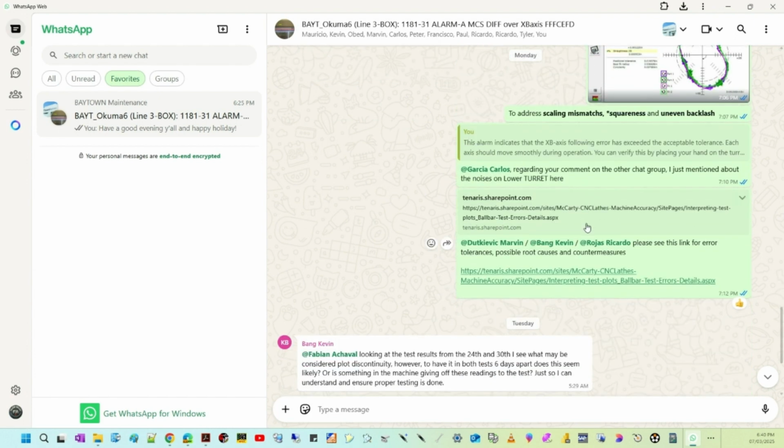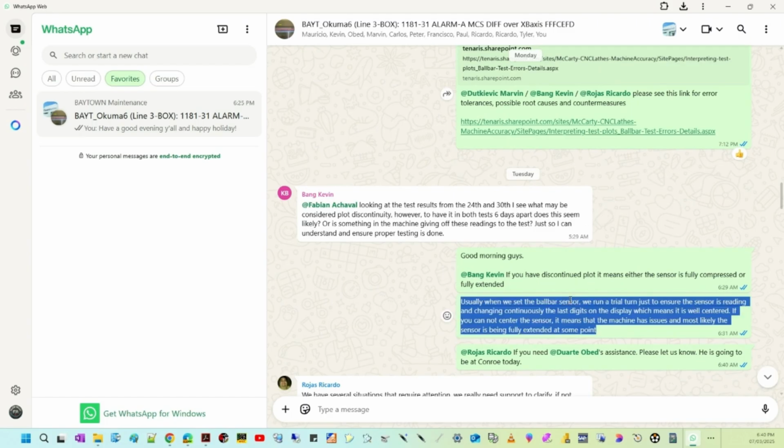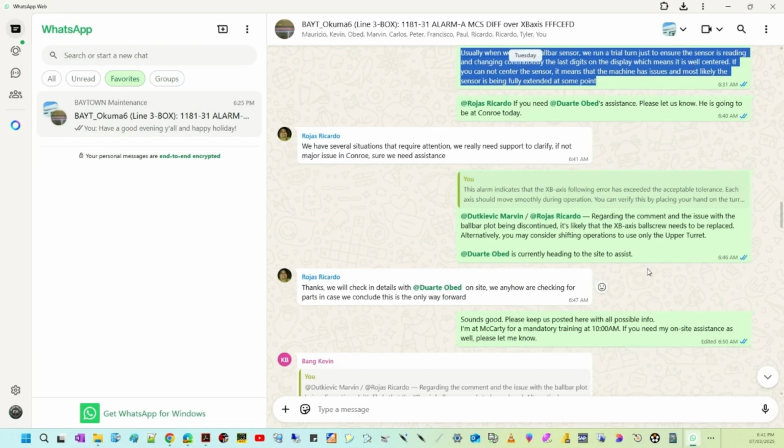Duarte Obed chimed in, asking if this was the same machine where they had changed the ball screw earlier this year. Turns out, looking at the work orders later, it was actually bearings replaced back in November 2023, not the whole ball screw. But it shows they're thinking about the machine's history. Was this a recurring problem?